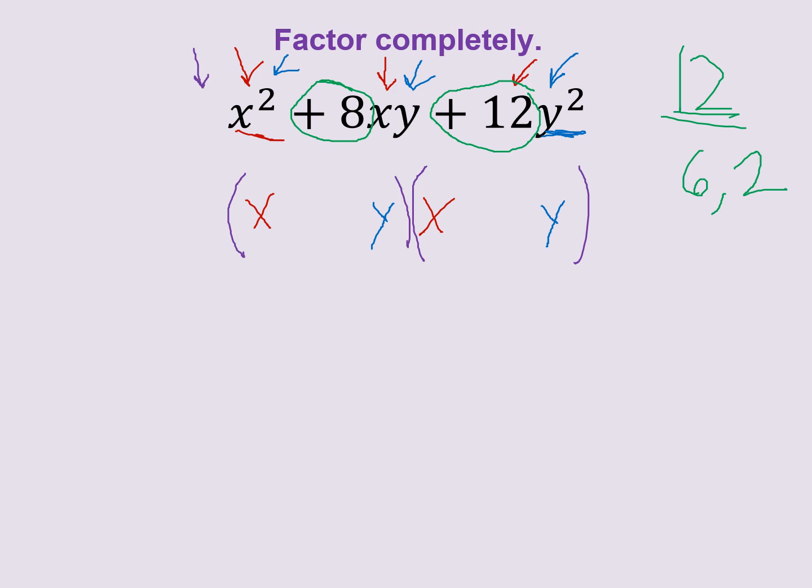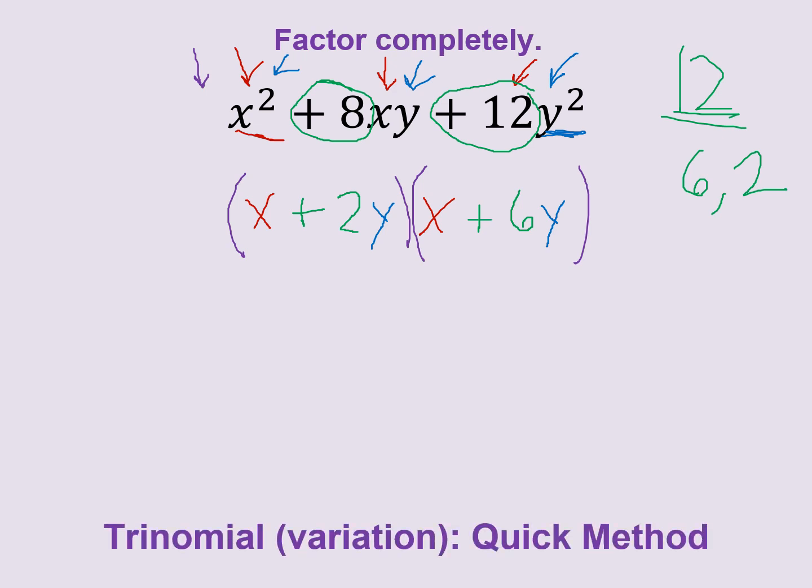So that's going to be the number part that is the coefficient of the y. So we've got a 2 and a 6. They're both positive, so we're going to have x plus 2y, x plus 6y. And we're done. That's called the trinomial variation quick method.